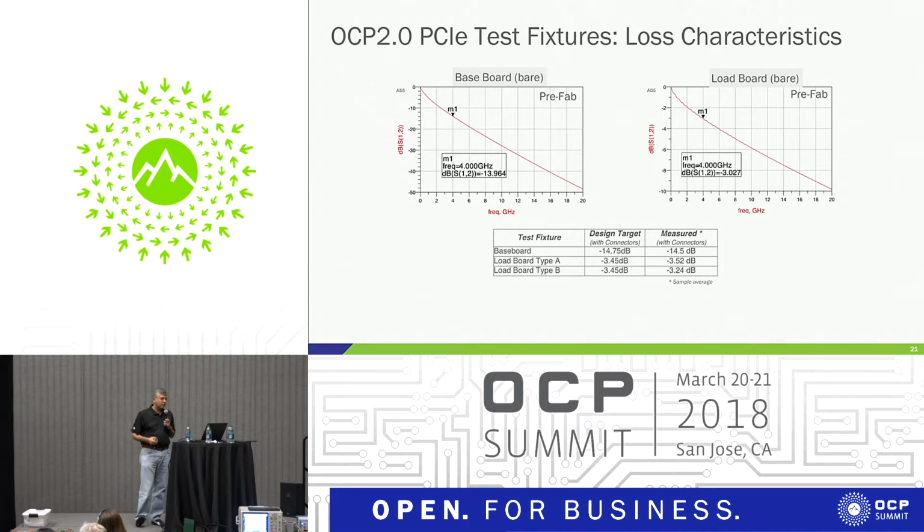Just to give a little more insight into some of the design aspects of the 2.0 fixtures. We ran a lot of simulation work to understand how much loss we should target. We used our current existing platform base for the 2.0 systems in our field. We're looking at around 14.5 dB of loss, which would be good for the baseboard, and for load boards, 3.5 dB based on the existing designs.